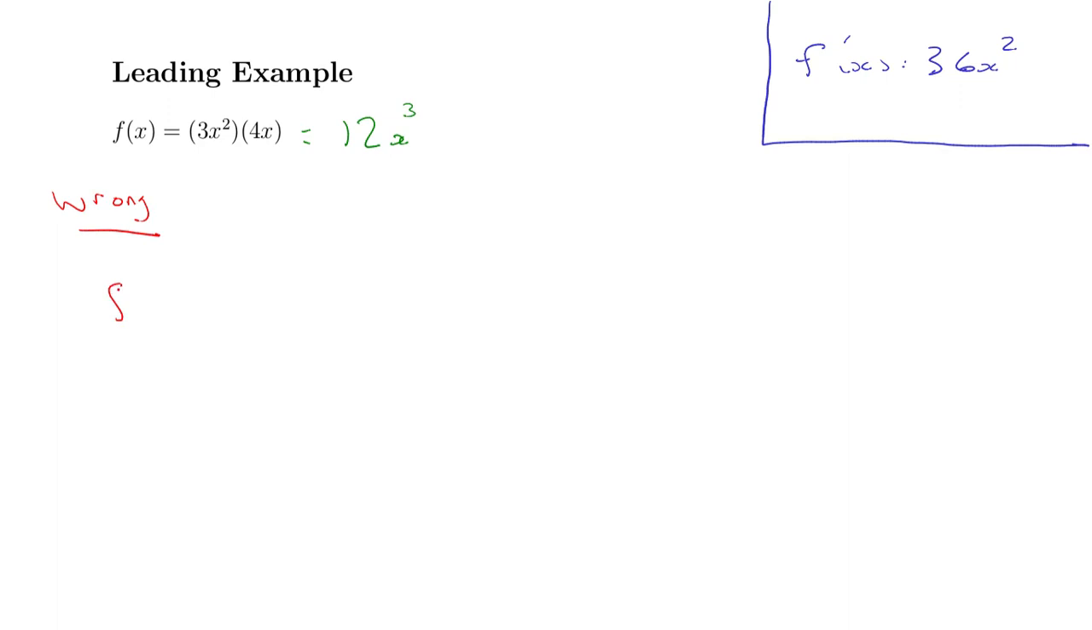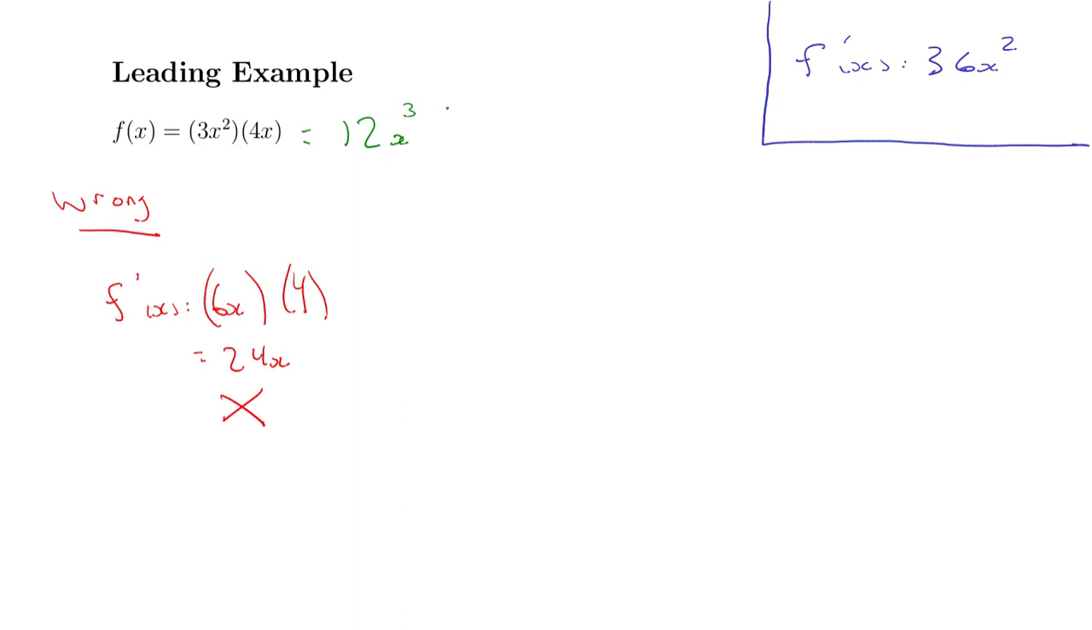Now, if we go ahead and try the wrong approach here, we could say, all right, f prime of x is equal to the derivative of 3x squared, that's 6x, times the derivative of 4x, that's 4, and you'll notice we get 24x. That's not what it's supposed to be. It's supposed to be 36x squared. So we're going to have to come up with another way of getting to that.